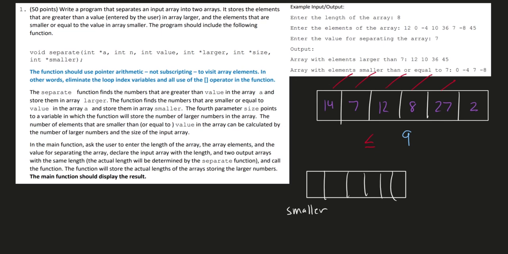If it's less than or equal to, we'll put it in some specific array called smaller. But if they're greater than that splitting value, we'll put it into some other array, larger. So just playing that out, 14 would go here. Next element is 7. That would go here. And then we would just keep playing that out, element by element.